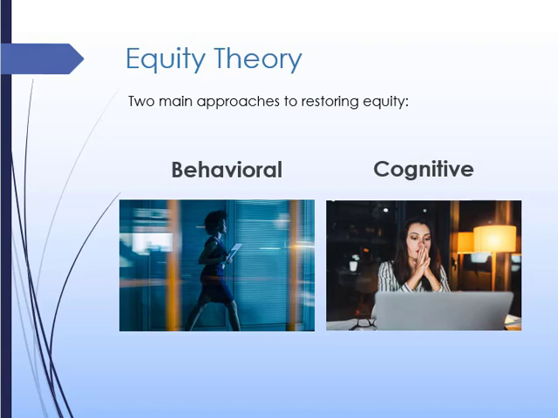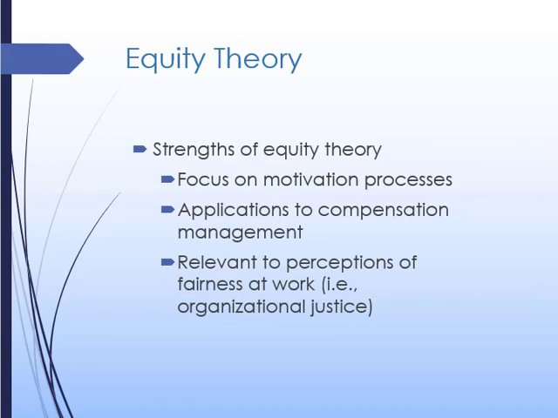So if we look at this, we can see that there are two main approaches to restoring equity when we perceive that there's underpayment or overpayment. One is behavioral. For instance, we can increase or decrease effort. Another is cognitive. We can rationalize in any number of ways to change our perception of the situation. Of course, there are a number of strengths to equity theory, and one is that it hones in on motivational processes, the thought processes, the connections between our perceptions and our behaviors. And so it adds that kind of nuance that describes motivation in a way that's different than other theories.